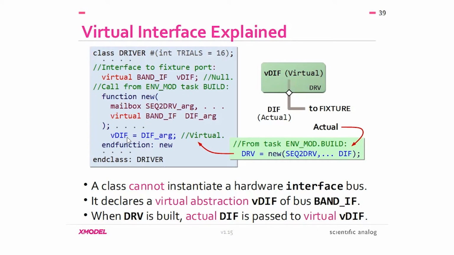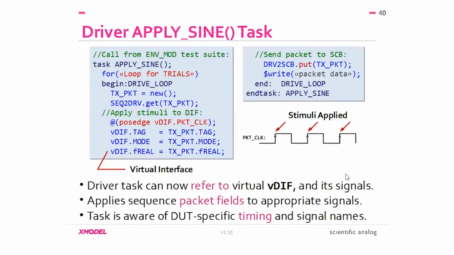Where does the actual value come from? Well, let's switch scope and look at part of the build task in the environment module. Here's where we're constructing a driver object drv by calling its new function that we just saw. And we're passing in an actual value diff, which is the instance name of our hardware interface bus. So we've just made the connection using the virtual interface bus vdiff. We can now access signals on that bus.